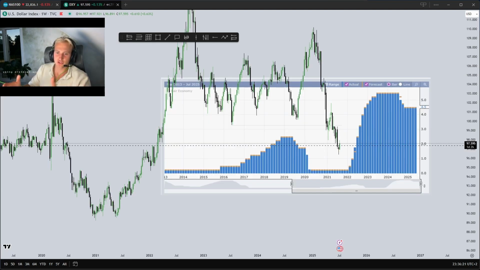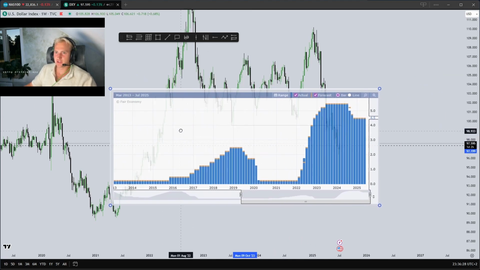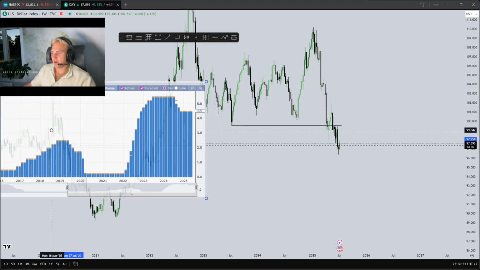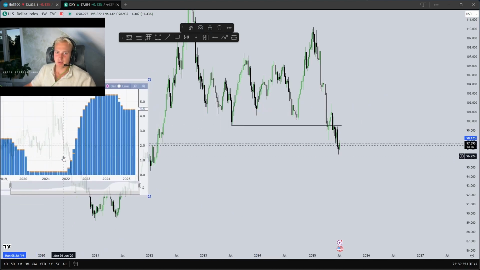So I'm just going to quickly show you this interest rate differential. Here you can see the dollar, and behind it the data for the interest rates. This is just derived from Forex Factory, super simple. As you can see, at the start of 2022 they started raising the interest rates in the US. They raised it up to 5.5%, and now they've been cutting it, starting in 2024. But they have not cut it all the way. They have pretty much kept it at 4.5%.